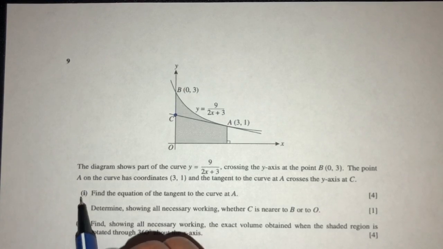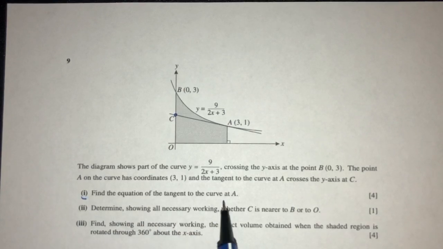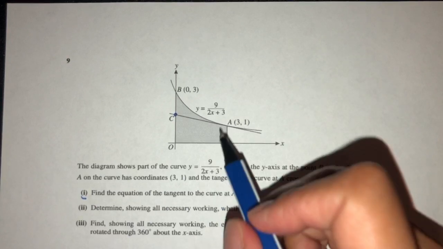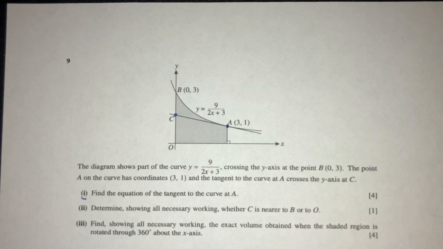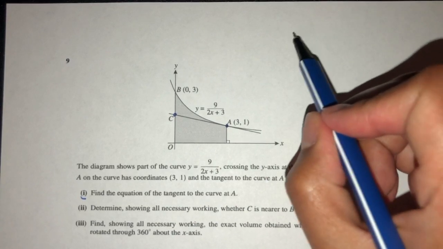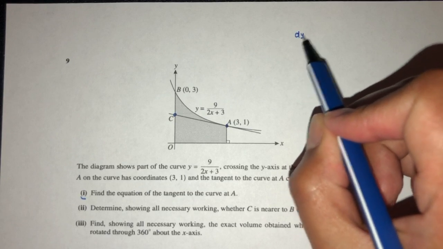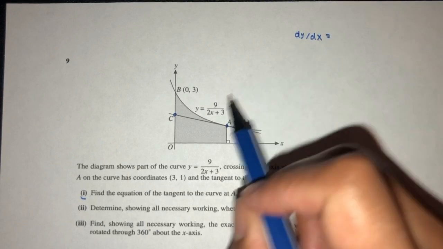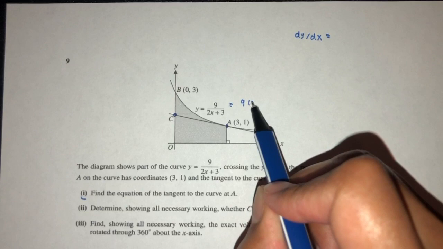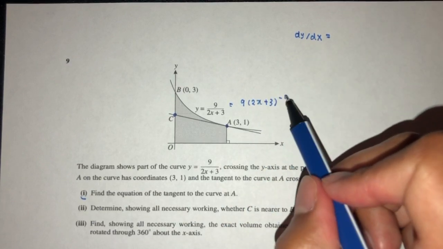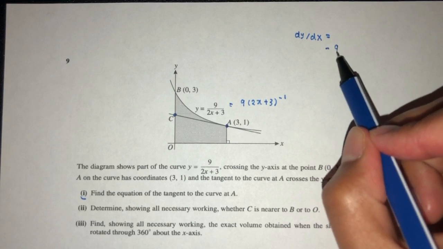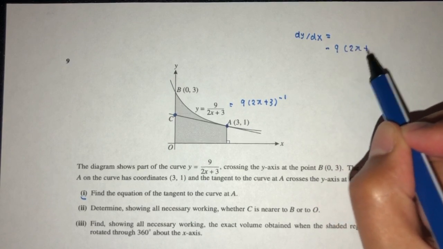Okay, so part 1, we have to find the equation of the tangent at the curve. So pretty easy. We know the tangent passes through A, but also, how do you find the gradient of the tangent? We have seen this many times before. It will be by dy by dx. We can rewrite this as 9 times 2x plus 3 to the power minus 1. First thing first, multiply by the power, which should be minus 9. Then we have 2x plus 3.